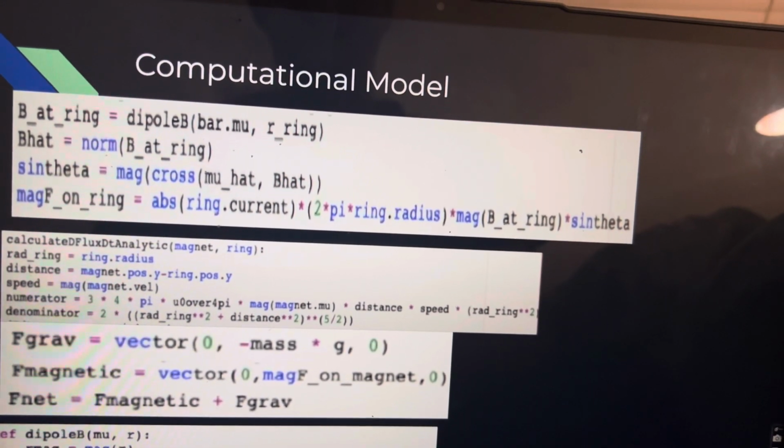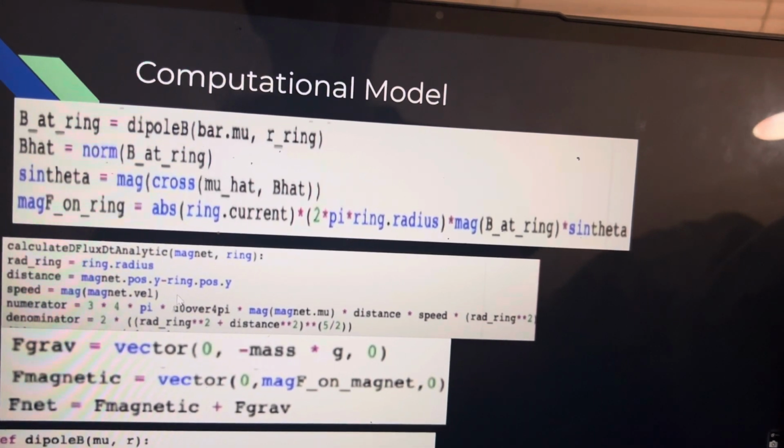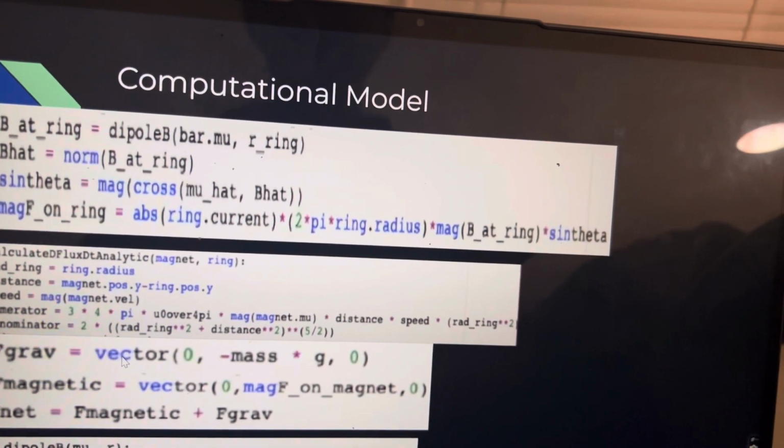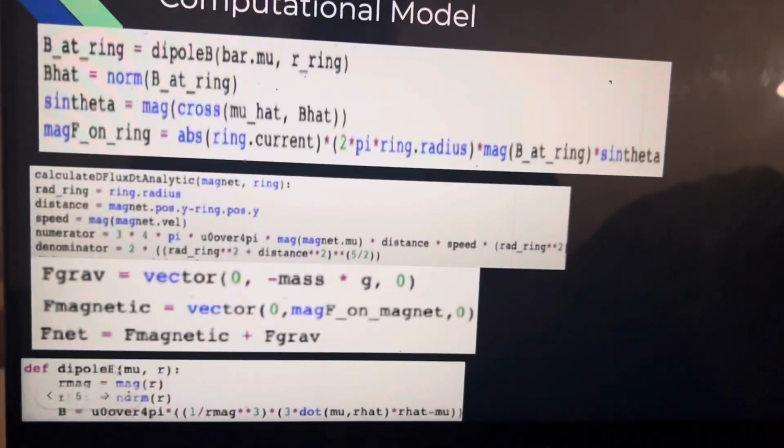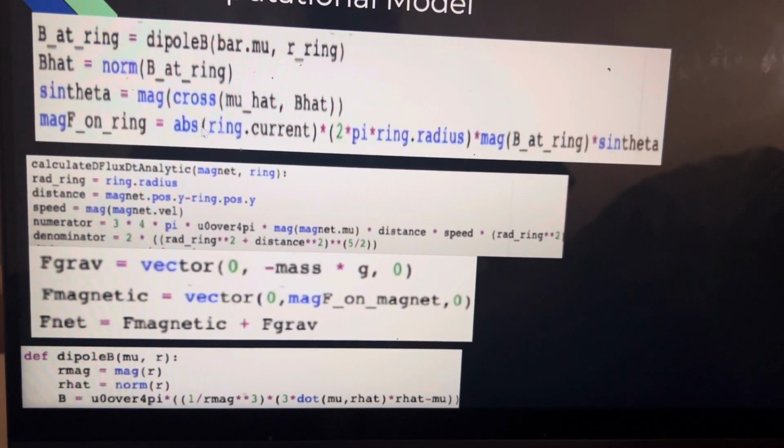Additionally, the magnetic field found on the ring was also calculated. And lastly, the force on the magnetic dipole was calculated using the code.